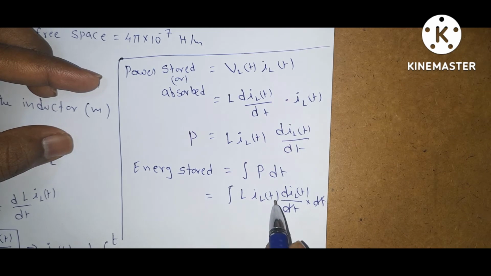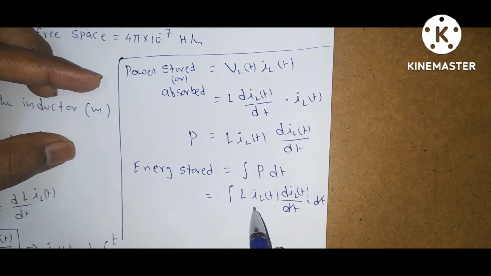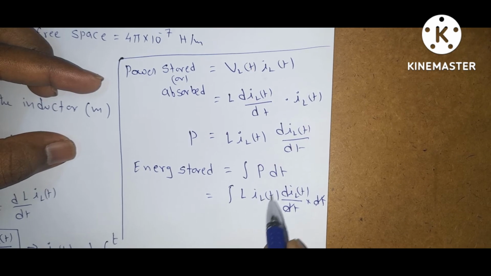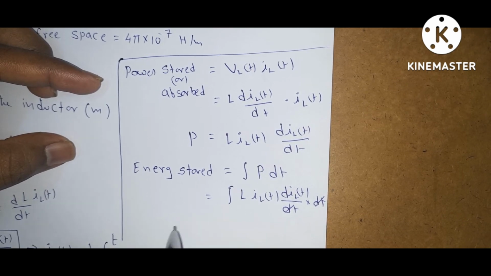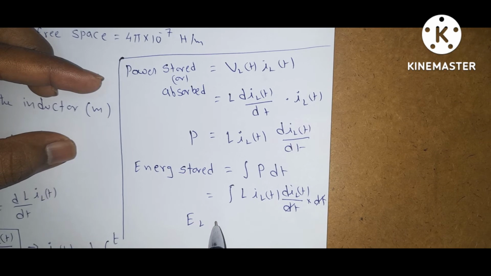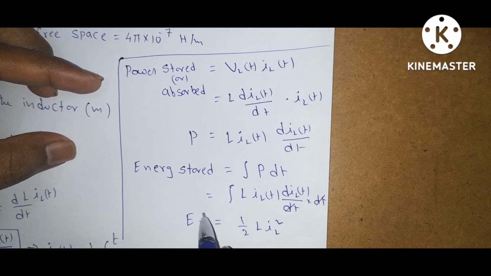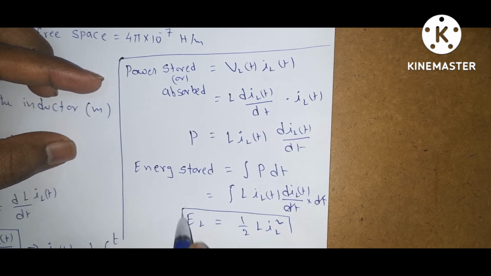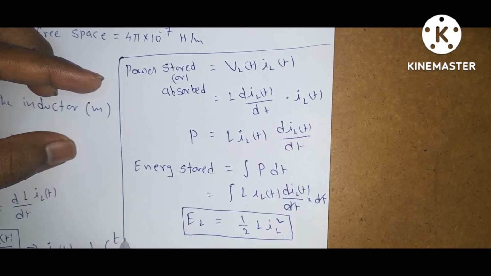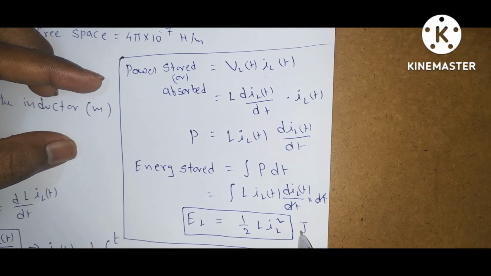So if you integrate IL of t with respect to IL of t, what do you get? IL square of t by 2. Energy stored in an inductor is equal to half L IL square, you can write IL of t whole square. This is the formula for energy stored in an inductor. This is in joules.